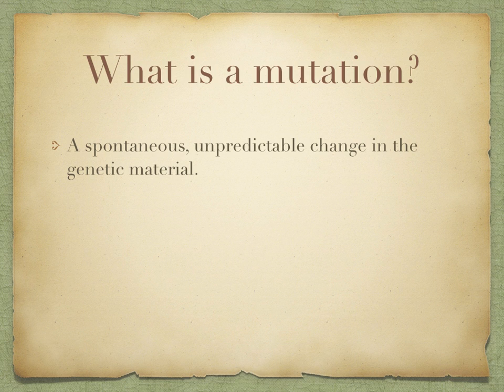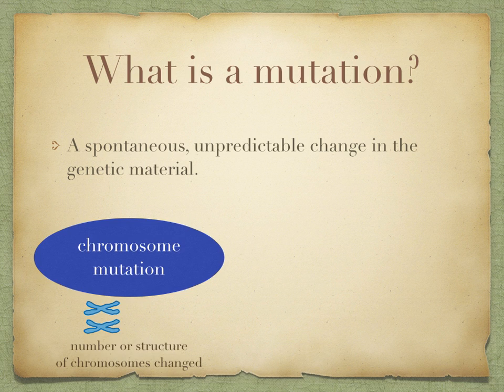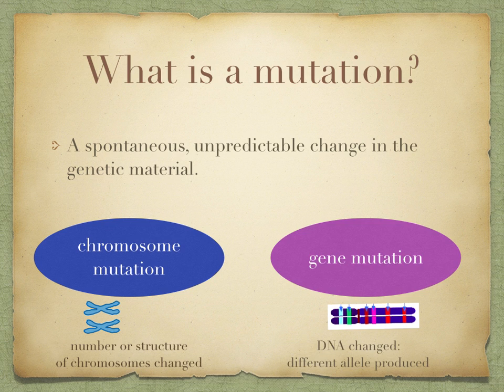So what's a mutation? This is a spontaneous, unpredictable change in the genetic material. In the previous topic, we discussed mutations. You should remember that a chromosome mutation is when the number or structure of chromosomes is changed. So what is a gene mutation? This is when the DNA is changed, so it results in a different allele being produced.